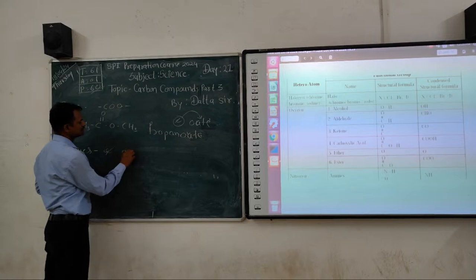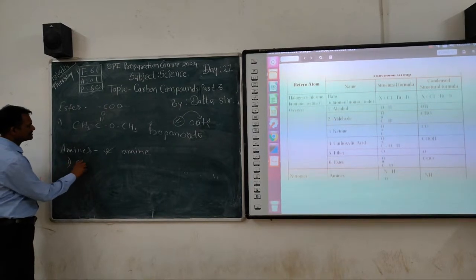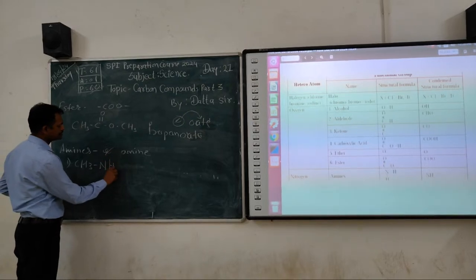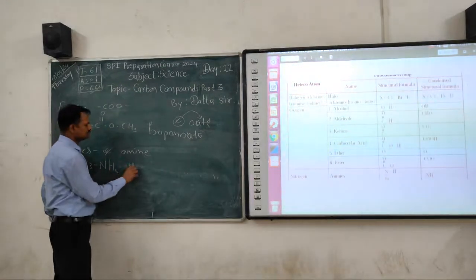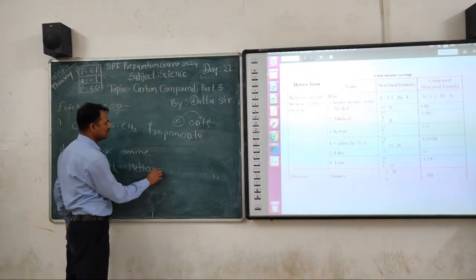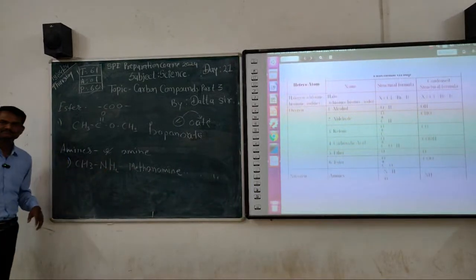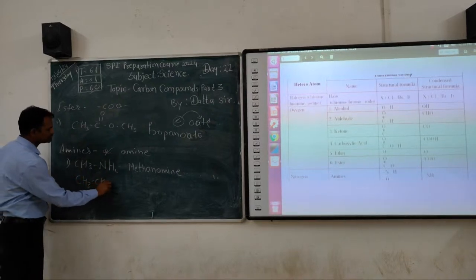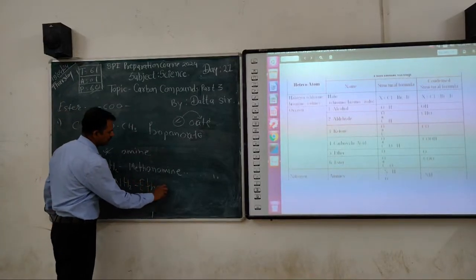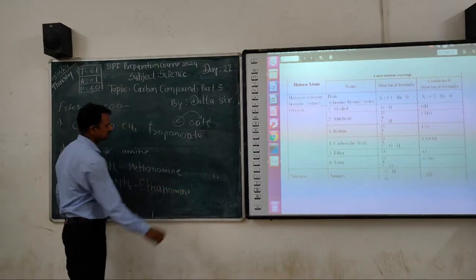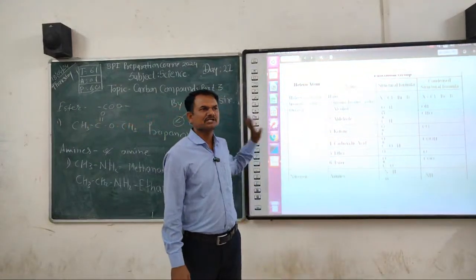remove E and write amine. First, CH3 single bond NH2. What is the name of this compound? One carbon, methanamine. CH3 single bond CH2 single bond NH2, ethanamine. Remove E and write amine. In this way, we can write the IUPAC name of these functional groups.